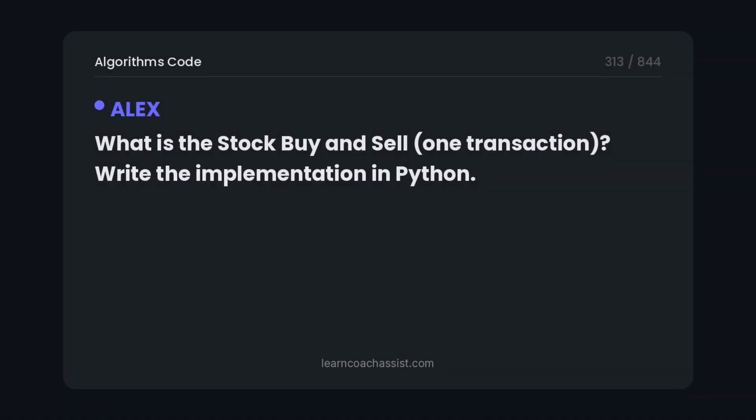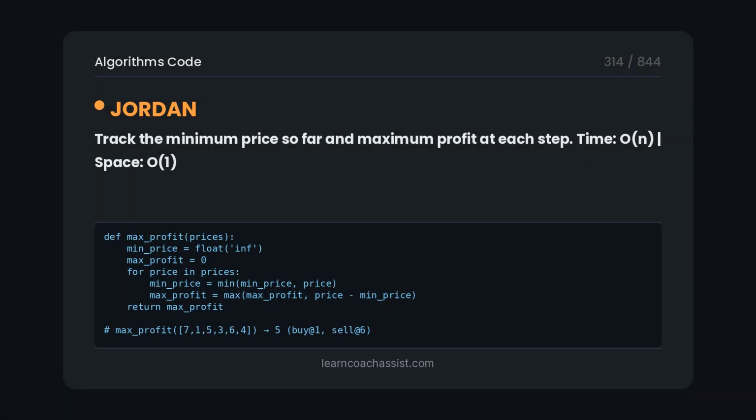What is the stock buy and sell, one transaction? Write the implementation in Python. Track the minimum price so far and maximum profit at each step. Time O(n), space O(1).